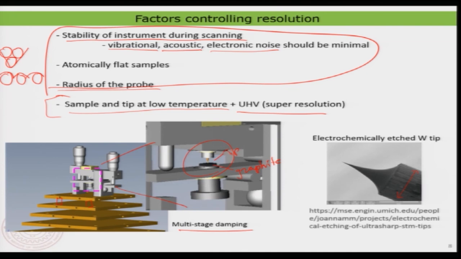But with a low temperature facility, you can go to a better resolution, because low temperature cools down the entire system, and therefore all the thermal noise can also be avoided. So that's the interesting aspect about it, and with this you can start working and making images in atomic resolution.